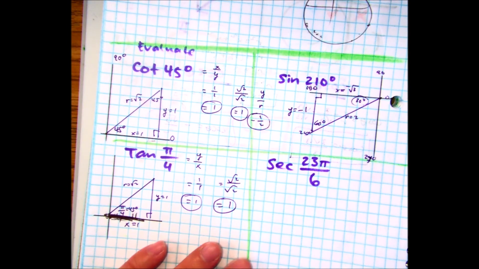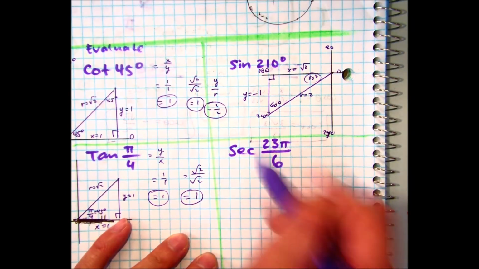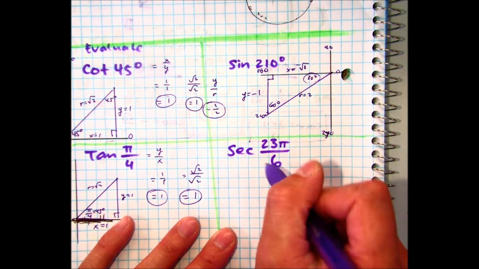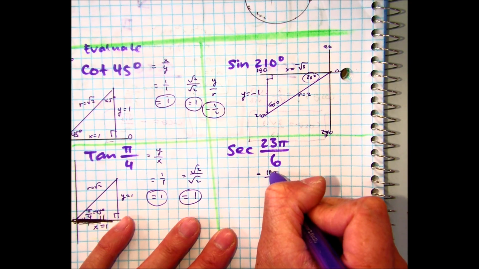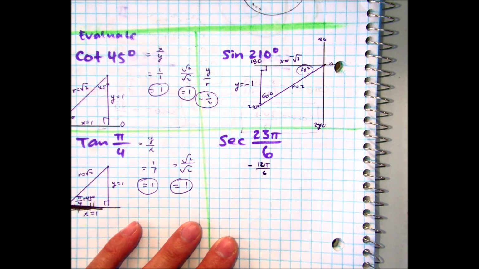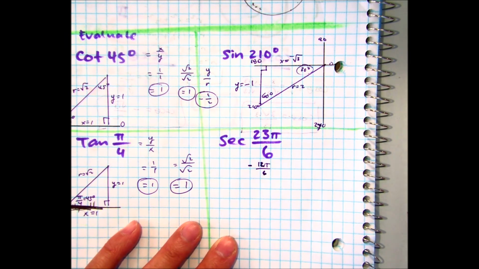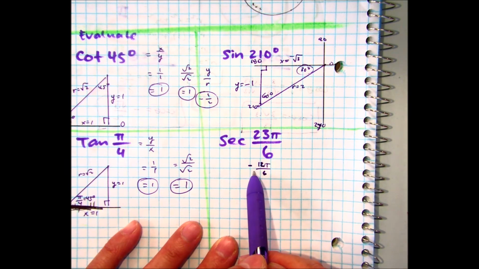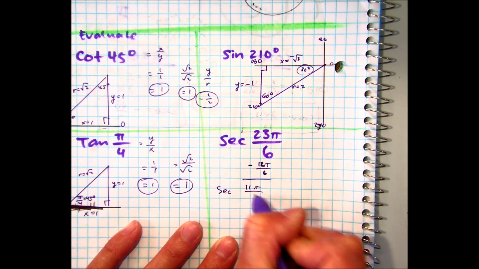And the last one, secant of 23 pi over 6. Now, this is out of the unit circle, so what I'm going to do is subtract a full rotation. Do you guys remember that? They're called coterminal angles. I need to find something that's on the unit circle. This is too big, so I can subtract or add a full circle, a full rotation. I can add or subtract 360 degrees, but this is in radians, so this would be negative 12 pi over 6. If I subtract that, I get secant of 11 pi over 6.